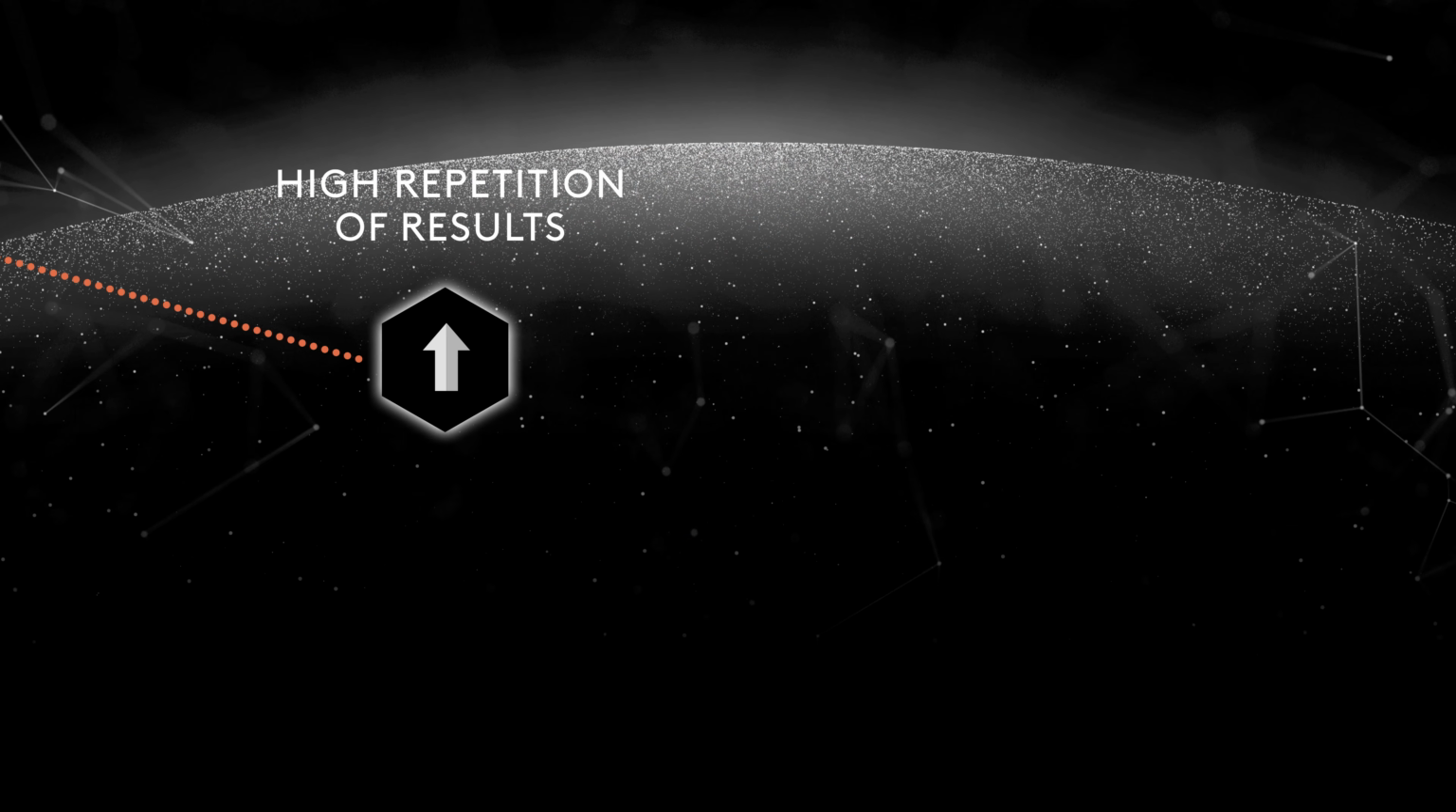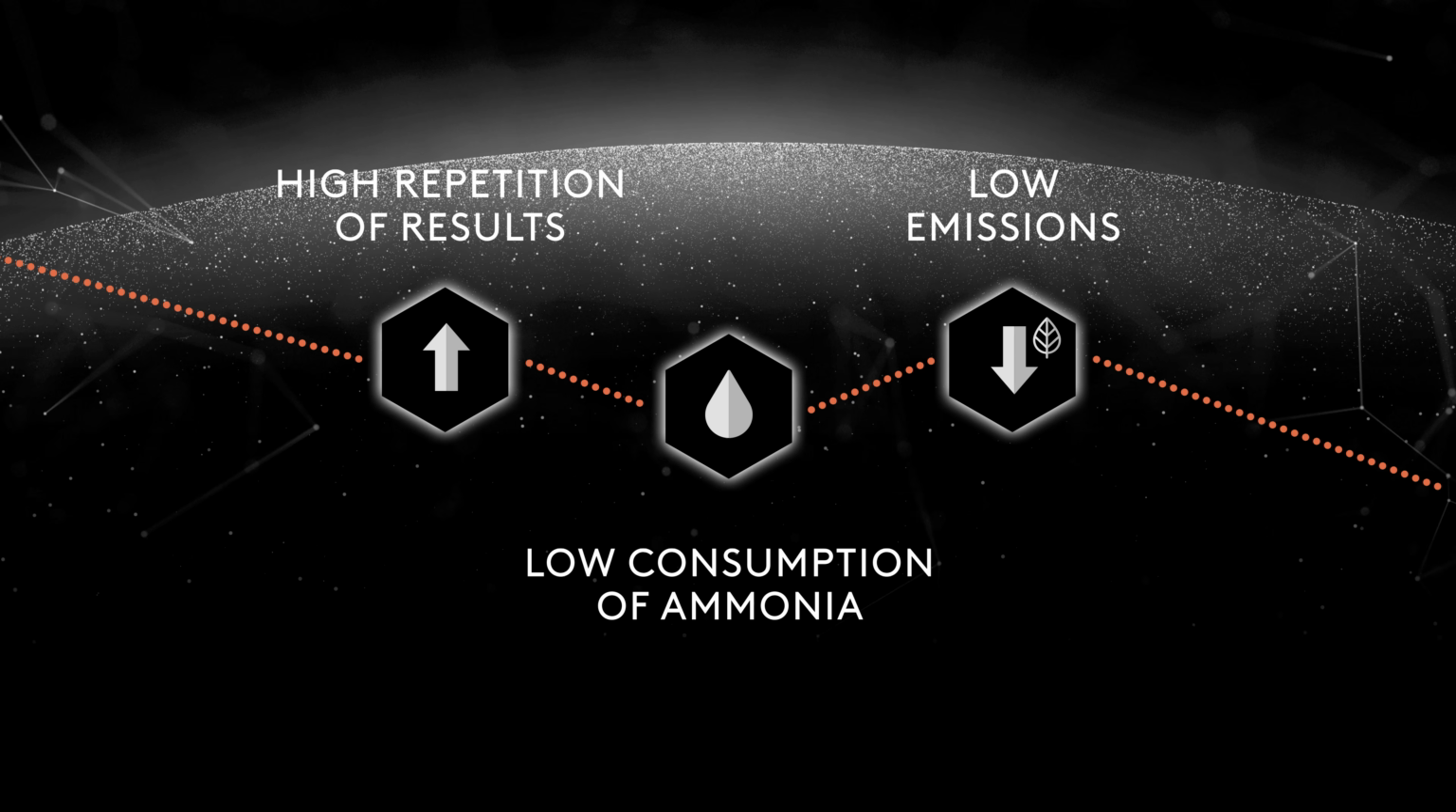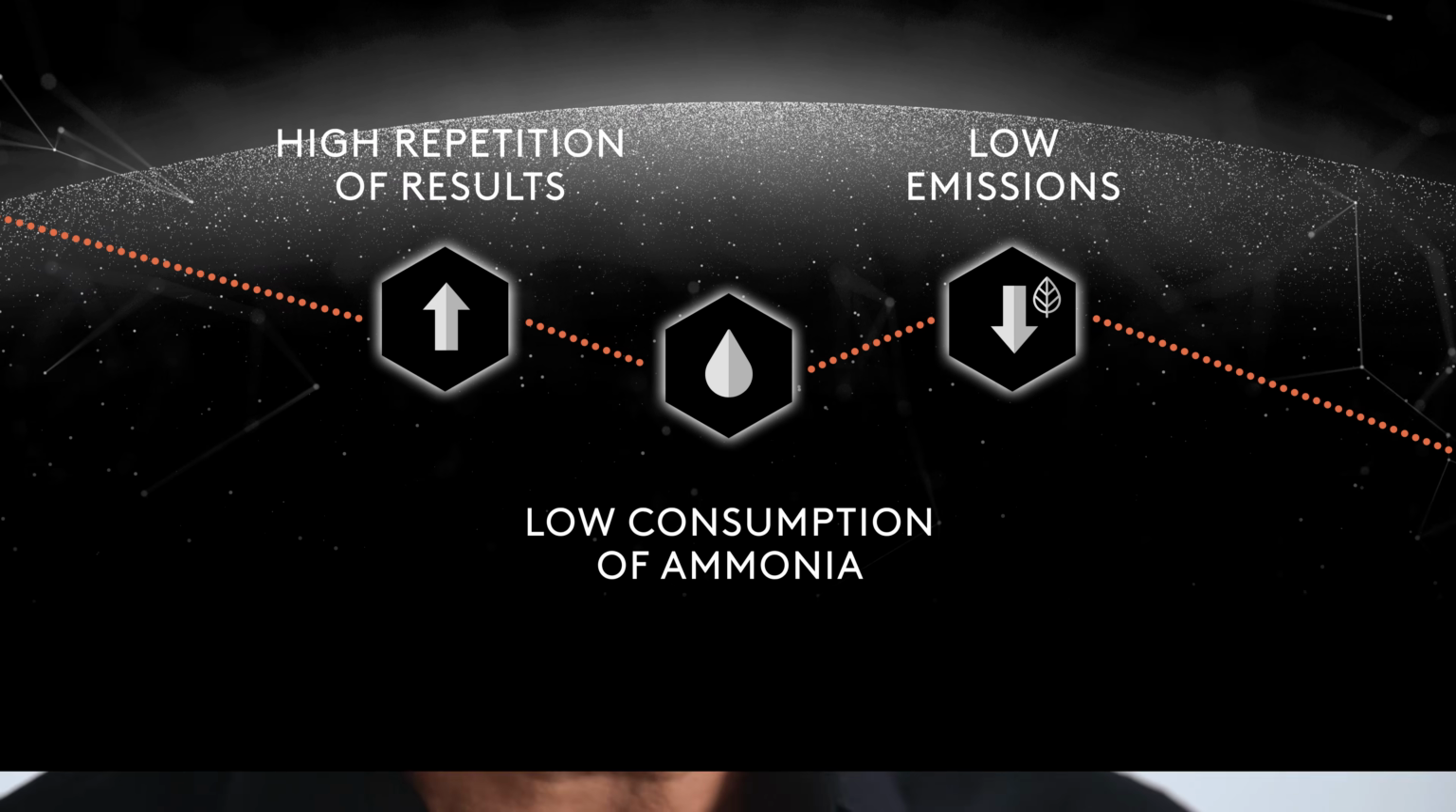There are several advantages related to automatic process control. One of them is the high repetition of results, or high CPK in statistical terms. The second advantage is lowest possible consumption of ammonia, of course, and finally, the lowest possible emissions and resulting pollution. Those three factors are behind the success and continuous growth of controlled gas nitriding and its applications in the industry.